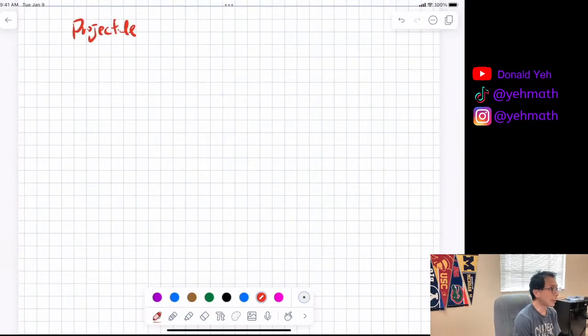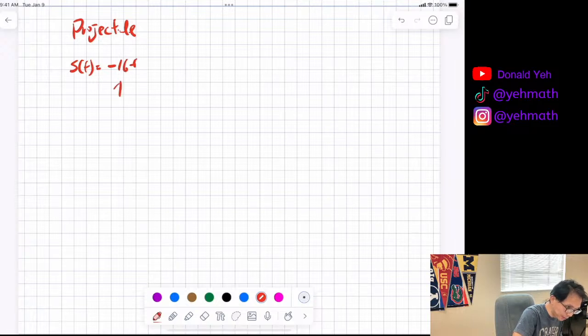Okay, projectile. What do I mean by projectile? A projectile is going to have something thrown up. So it's going to be S of t. Now, I use S of t or H of t, it doesn't matter, they all represent position changes. So it's always going to be a free fall. This is the free fall part, 16t squared.